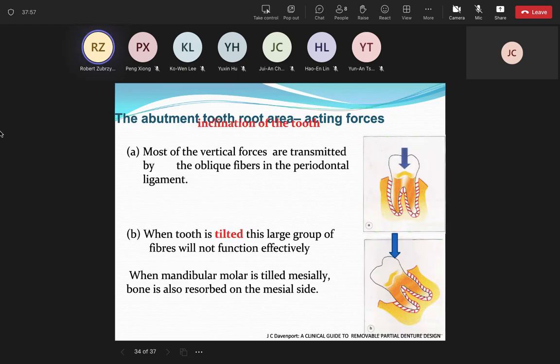The abutment tooth root area, acting forces, inclination of the tooth. So most of the vertical forces are transmitted by the oblique fibers in the periodontal ligament, as you see in the picture, right top. And when the tooth is tilted, this large group of fibers will not function effectively. So when a mandibular molar is tilted mesially, bone is also resorbed on the mesial side because of forces acting here.